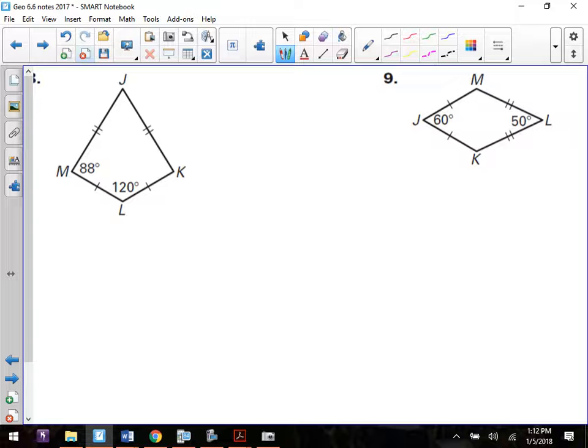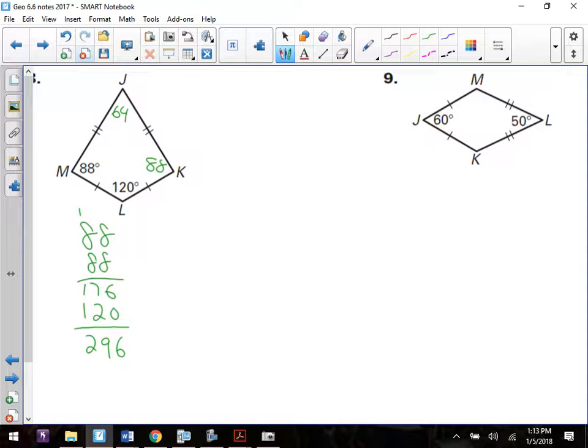In that first one, that 88 degrees is between the two sets of different sides, which means angle K has to be how much? 88. Again, it's just because it's between the two different sides. Well, how many degrees are in a kite? 360. So if I take 88, 88, I get 176. Add the 120 to it, you get 296. So that gives you how many left over for J? 64.